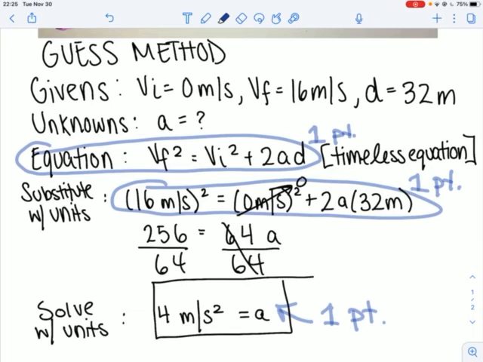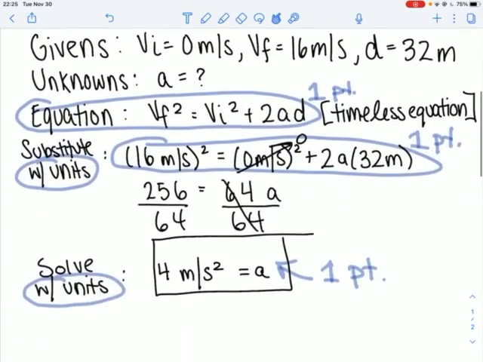You need to make sure that when you substitute, you are putting units in. And when you solve, you are putting units in. And they have to be correct. So if you put in the wrong thing, that's wrong technically. Okay? But yeah, this is how you solve for the acceleration due to gravity for this mystery planet. Okay?